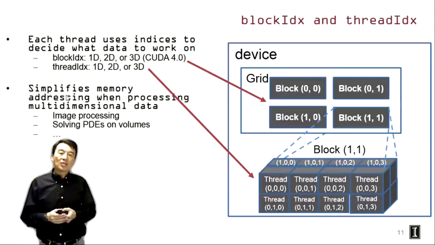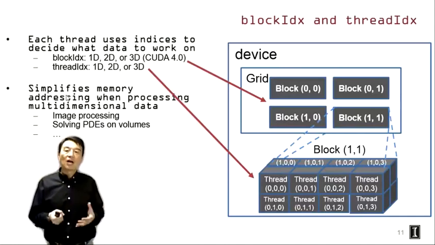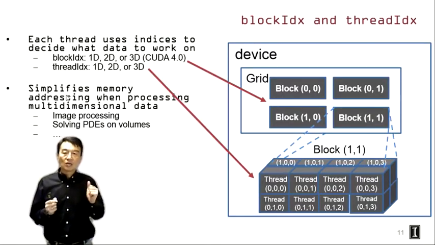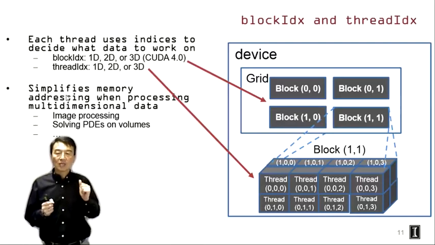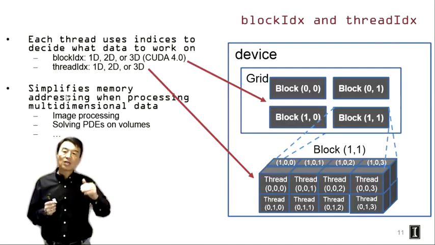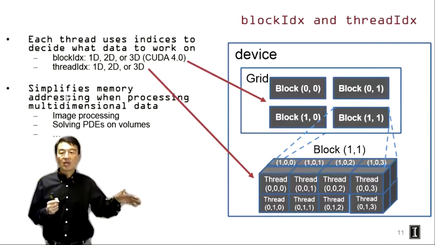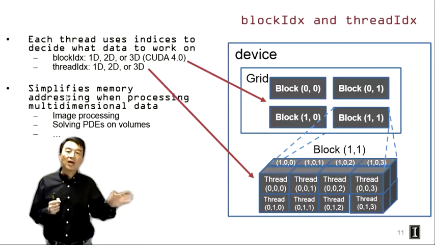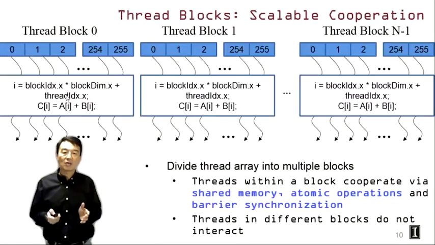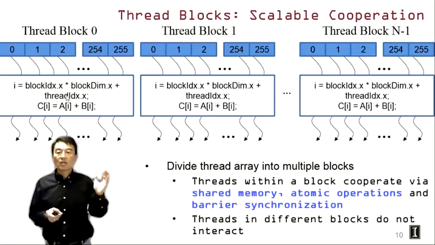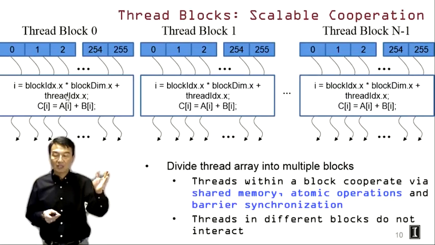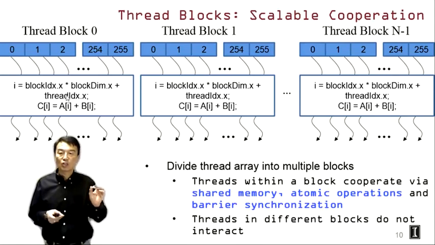Now, the thread index and block index are not just one-dimensional indices. In CUDA, each thread block index can be a 1D, 2D, or 3D variable. So each thread index can also be 1D, 2D, or 3D. That's why in the previous slide, when we talked about thread index, I had blockIdx.x, because we're only using the first dimension of the block index variable.